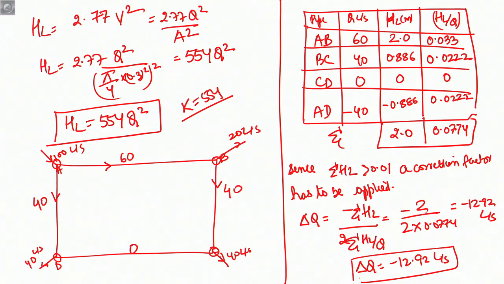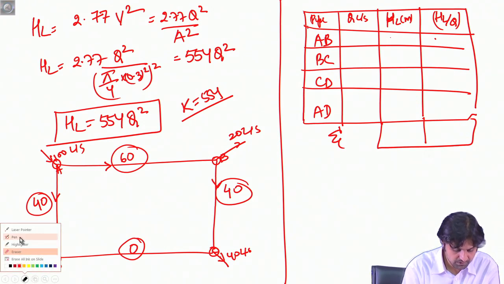Now, this delta Q that we have obtained should be applied to the discharges before the next trial here. So, this 60 will become 60 minus 12.92, this will become 40 minus 12.92, 0 will become 0 minus 12.92, and the minus 40 will also become minus 40 minus 12.92. I will not rub the entire thing, but I will rub the right hand side. So, now this is the second trial.